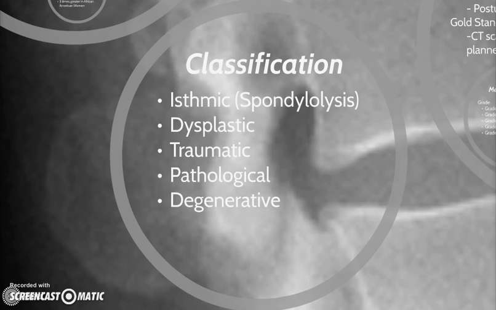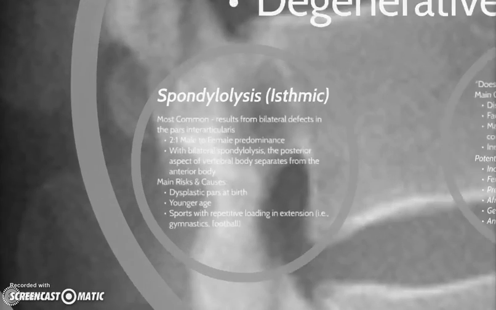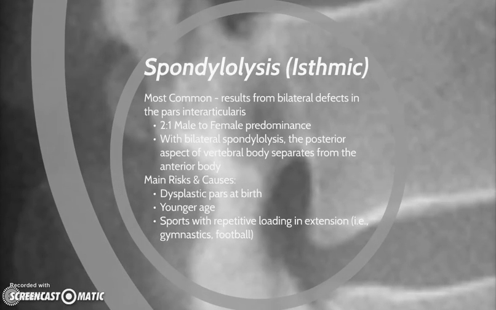Degenerative spondies occur when vertebral articular surfaces become arthritic and lose their ability to keep the spine properly aligned. The two most prevalent types of spondylolisthesis are spondylolytic spondylolisthesis and degenerative spondylolisthesis. Spondylolytic spondylolisthesis occurs in a 2-to-1 male to female ratio and is the most common form of spondylolisthesis. It results from bilateral defects in the pars interarticularis in which the posterior aspect of the vertebral body separates from the anterior body. The main causes are dysplastic pars at birth, which is then exacerbated by sports with excessive loading and extension such as football and gymnastics.